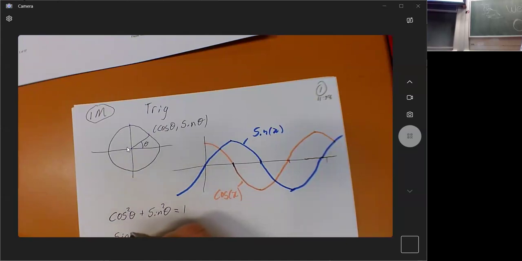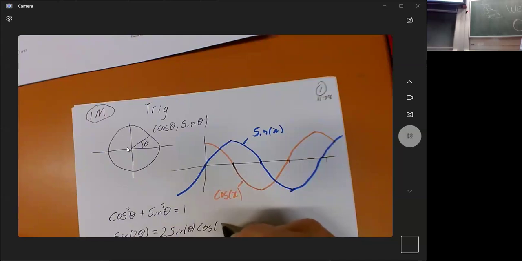Sine of 2 theta is equal to... So people sometimes ask me what I remember, and this is one of the ones I remember, cosine of theta.